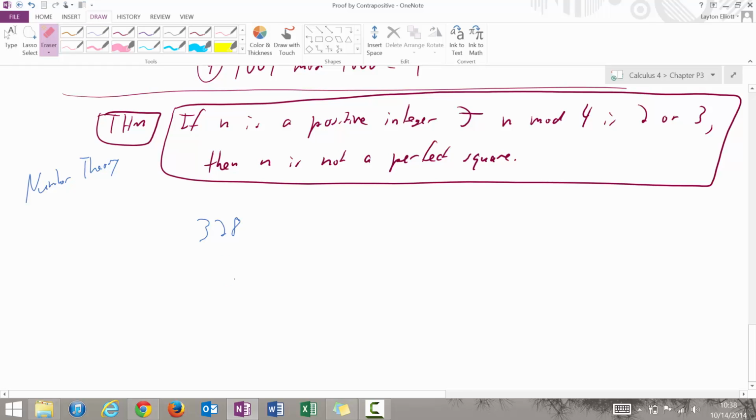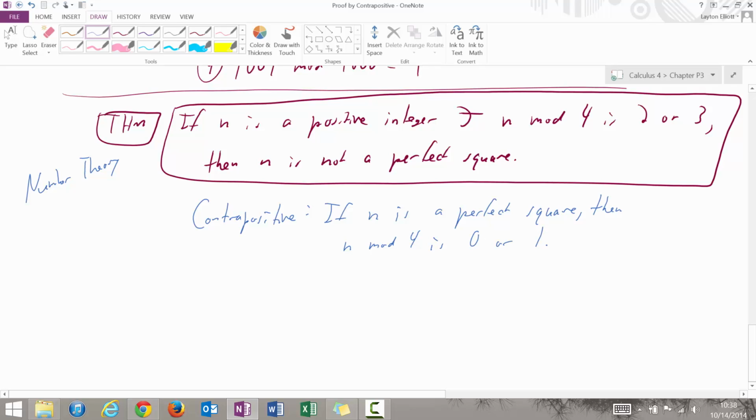And this is true for any of these. Well, because this is proof by contrapositive, and this would be a logical way to use contrapositive, I want to look not at those cases, but I want to look at the other case. If n is a perfect square, then n mod 4 is 0 or 1.